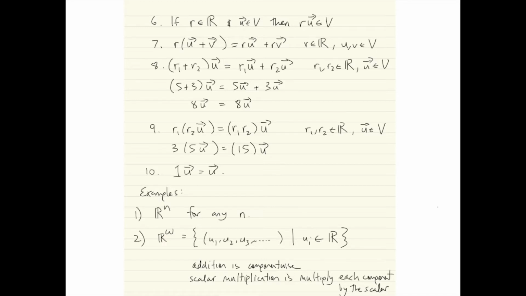This W-looking symbol is technically the Greek letter omega. What R to the omega consists of is infinite sequences of real numbers, whereas R to the n is a list, or a sequence, of n real numbers. In both of these examples, the addition is component-wise, and scalar multiplication means multiply each component by the appropriate scalar. What are components? Each one of these, u1, u2, u3, and so forth, is a component.